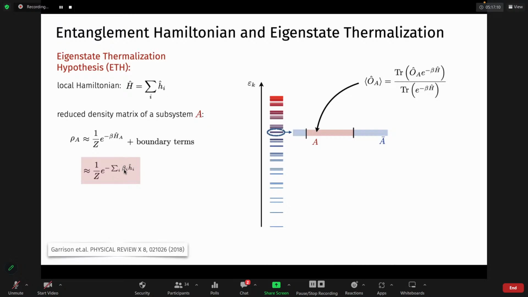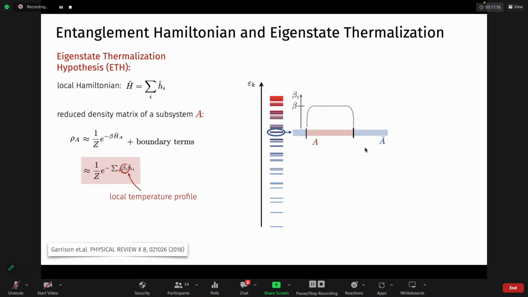What you can do now is plot this beta_i, this local temperature profile, over the subsystem, and it will look like this. It will be constant in the bulk of the subsystem, and towards the boundary, it usually drops off. These are the boundary effects I was talking about. And what's interesting is that in this eigenstate thermalization argument, at no point does it appear that the height of this temperature profile depends on the size of the subsystem. It really doesn't. So if you make the subsystem a little bit larger, it will look like this, and a little bit larger, it will look like that, and so on. But the height is constant as a function of the subsystem size.